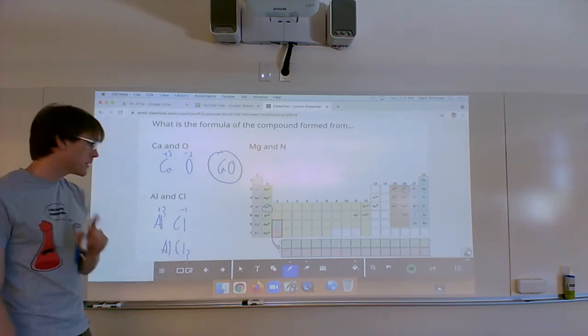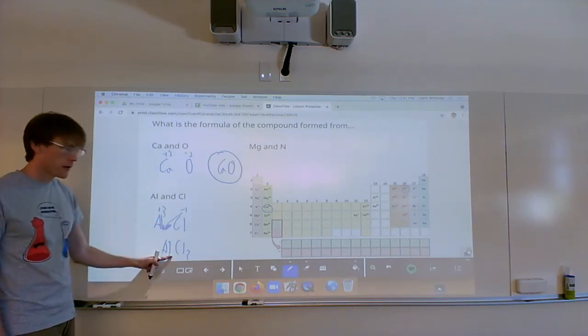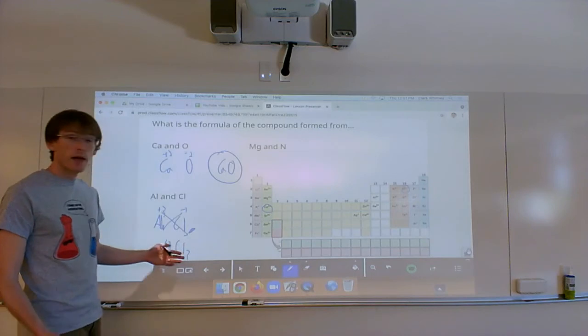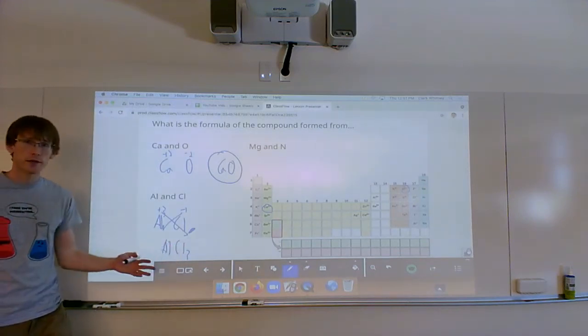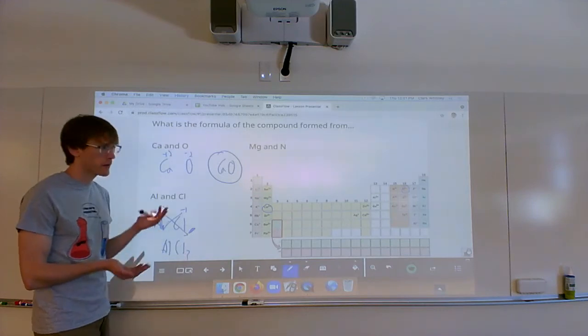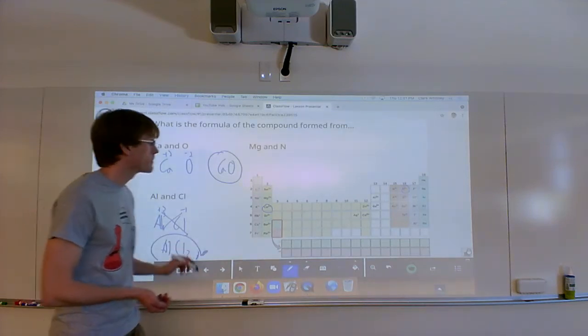AlCl3. And something that you might notice is, if I take that 1 and move it down here, it's not changing anything, but if I take that 3 and move it down here, hey, look, I've got AlCl3, and that actually is the formula of the compound. So this would be our answer, AlCl3.